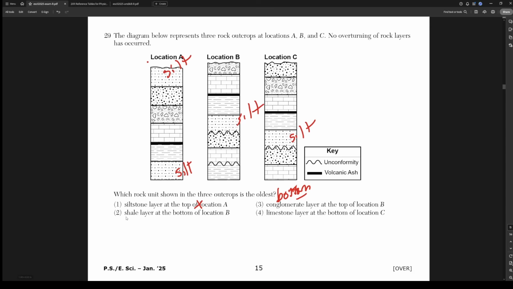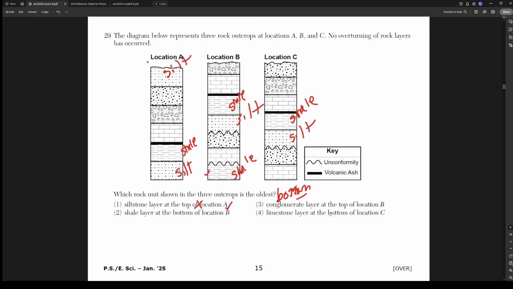Okay, so then we're saying the shale layer. The shale layer is the lines. So this is shale. This is shale. I'm only really labeling the ones that they're asking me about. So shale, shale, shale. Oh, there's another shale. So the shale layer at the bottom of B. That looks like it's a contender. So we're going to see if that's different in some way.